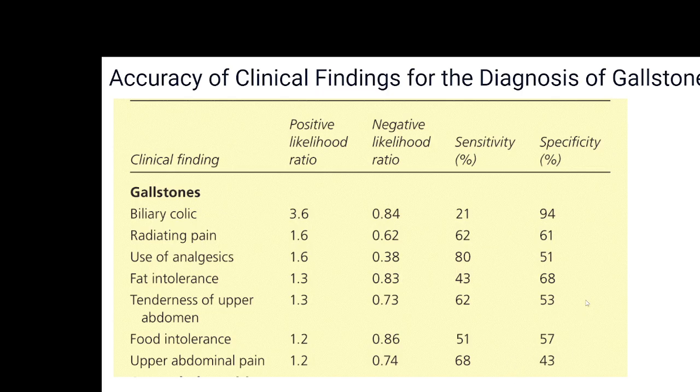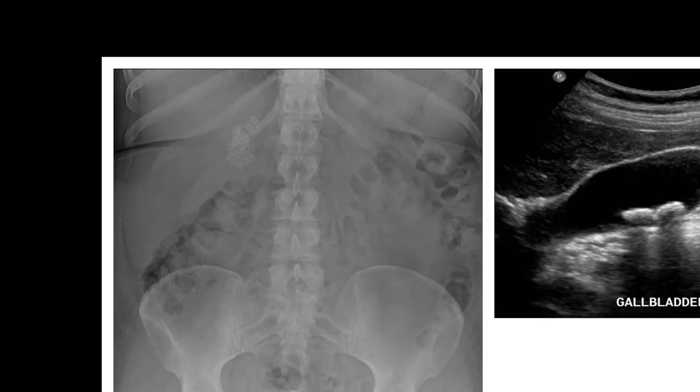Fat intolerance is another reliable feature: patients who are not able to tolerate fatty food again give more specific clinical evidence of stones. Tenderness in the upper abdomen has lesser accuracy, but still it's an important issue. Food intolerance and upper abdominal pain are major clinical symptoms of a gallstone which has formed.